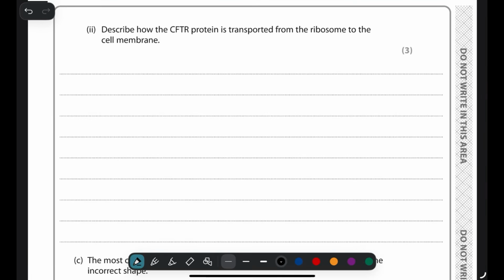Another one of my absolute favorite questions, but we're talking about now CFTR being transported from the ribosome to the cell membrane. So essentially, we want to talk about, first of all, what's happening in the ribosome. You need to position yourself. So know that translation has just happened. So if we have had translation, we have a primary structure protein. Now, where does it go? It goes from the ribosome to the rough endoplasmic reticulum. And what's going to happen there is it's going to get folded into the tertiary structure. So that's the first thing that's happened.